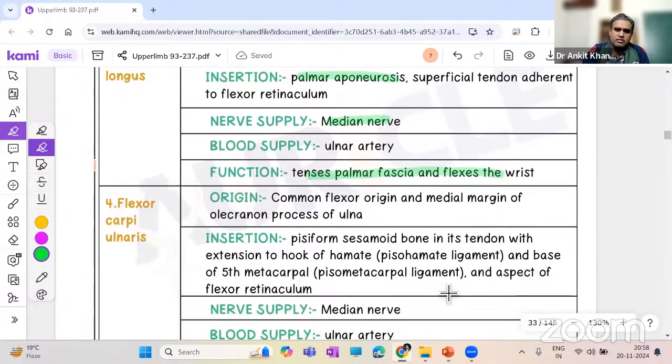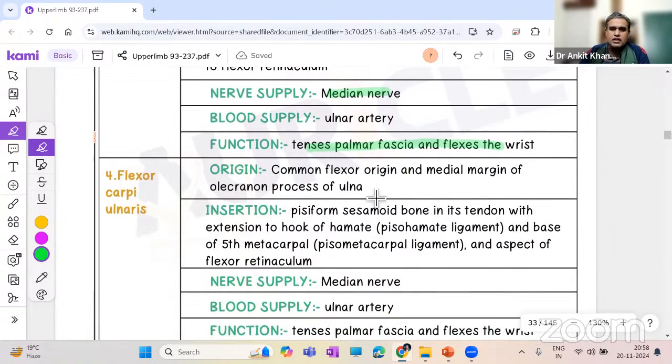Next, the fourth muscle, we have the flexor carpi ulnaris. Again, we know, it goes where? Into the medial side. So medially, we have this pisiform bone.